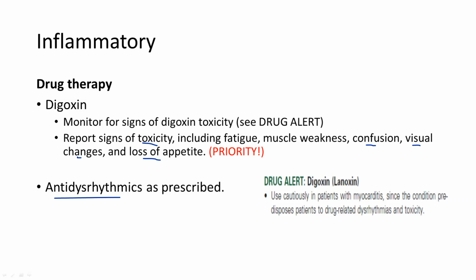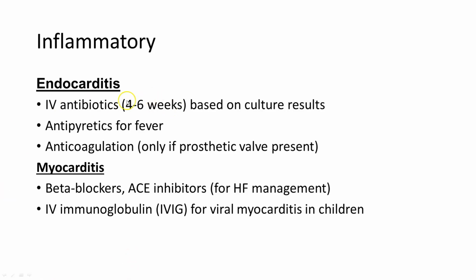What's not on here is arrhythmias, because we may need to use an antidysrhythmic because of the hypoxia. And then we have our drug alert that talks about, hey, if you are caring for a client with myocarditis, you need to be careful in the use of digoxin. For endocarditis, we can expect IV antibiotics for about 4 to 6 weeks based on the cultures. Again, antipyretics, anticoagulation, especially if it's involving a prosthetic valve.